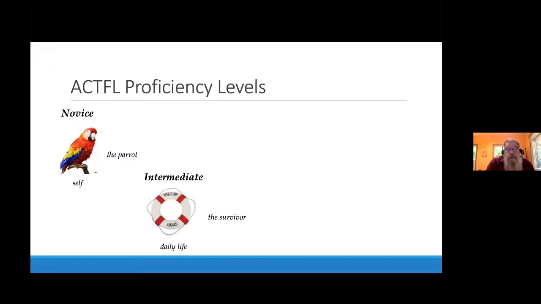The intermediate is considered the survivor. They deal in the realm of the sentence level of discourse. Their world is daily life. They talk about daily life, but what distinguishes a novice from an intermediate is that they can take all those memorized language chunks, those formulaic chunks, and cobble them together in new ways so that they're actually creating with the language to respond to their situation. But again, within the sentence level and within the context of a daily routine.